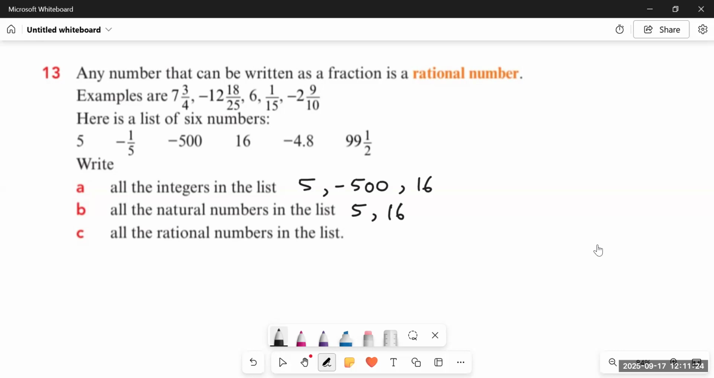Then come the rational numbers. Since all of the numbers that are integers are rational numbers, we will write minus 500, 5, 16. First of all, these numbers are all rational numbers. Then minus 1 upon 5 is a fraction. It's a rational number. Minus 4.5 is a terminating decimal. It's a rational number. 99 whole 1 upon 2 is a fraction, so it's a rational number. So all of these 6 numbers are rational numbers.